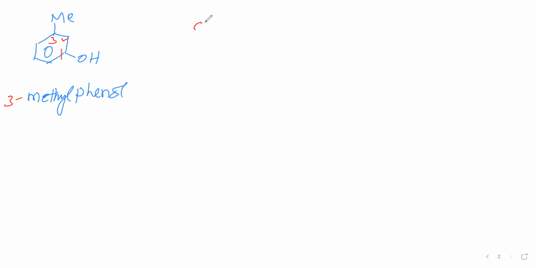Next, we'll take this compound CH2OH C6H5. Now this name we will see. C6H5 single bond CH2 single bond has to be said benzyl. This OH is called alcohol. So benzyl alcohol.